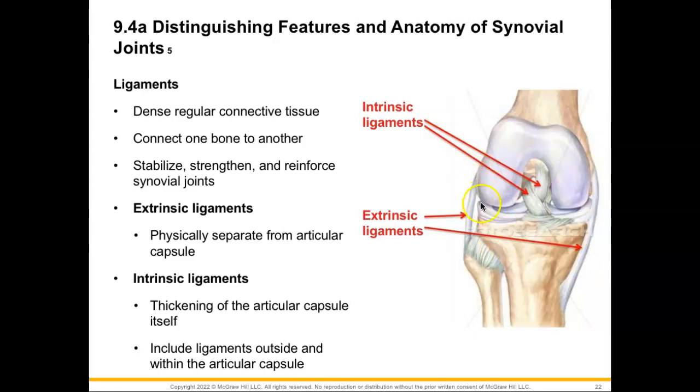So again, out on the outside of that articular capsule or joint capsule. Whereas our intrinsic ligaments that we find, they're found within the joint itself. So it's usually going to be a thickening of the articular capsule itself and will include ligaments outside and within the articular capsule.